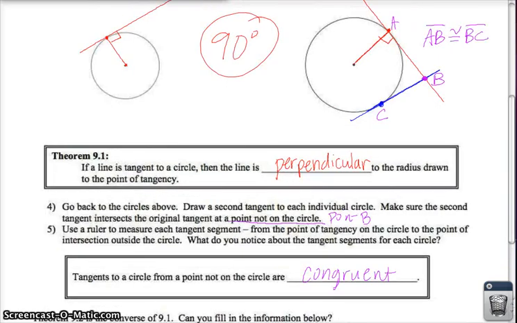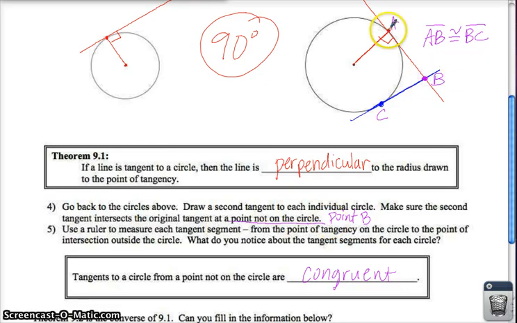Okay, so hopefully you finished this second part. Number 4, it said to draw a line. Oops, I don't know what happened here to my word. To draw another tangent, sorry, not a line, but another tangent to a circle, and have it intersect to a point not on the circle, which is outside of the circle, here point B.